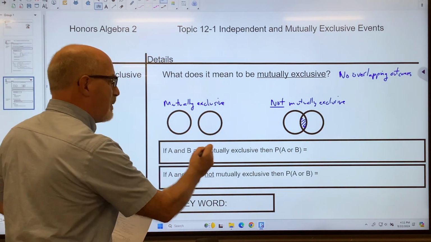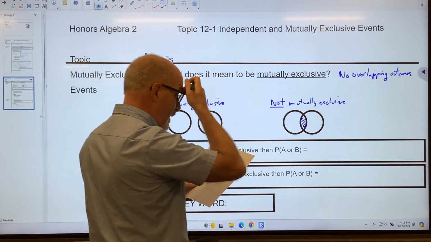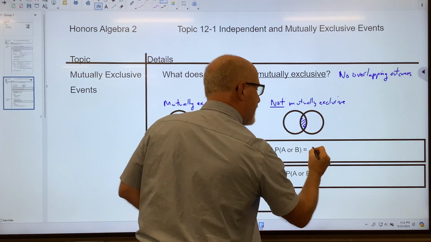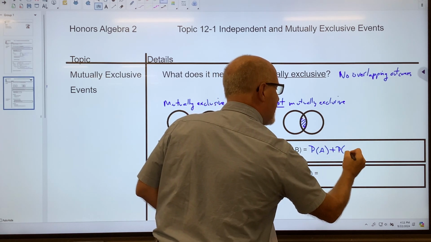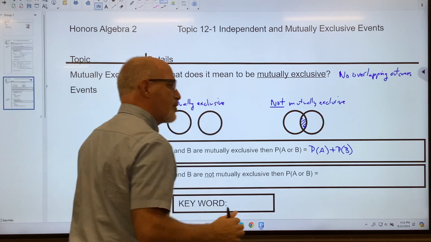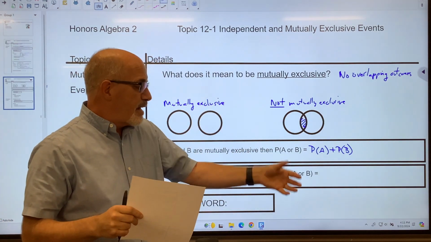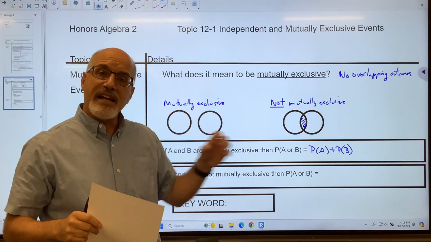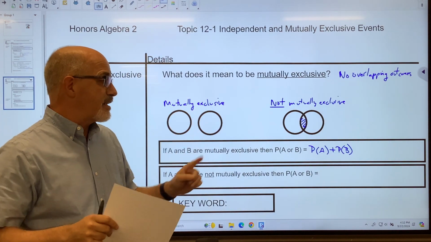So if A and B are mutually exclusive, then the probability of A or B is equal to the probability of A plus the probability of B. On that last one, if we're talking about pulling out a marble, green or red, the probability of the green added to the probability of the red will be the one event that's success.